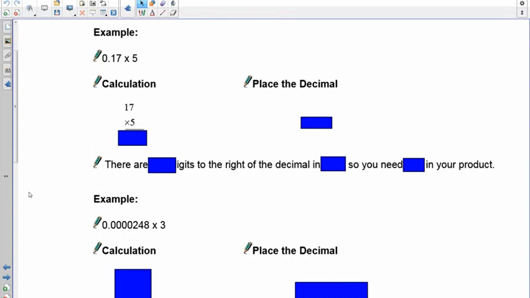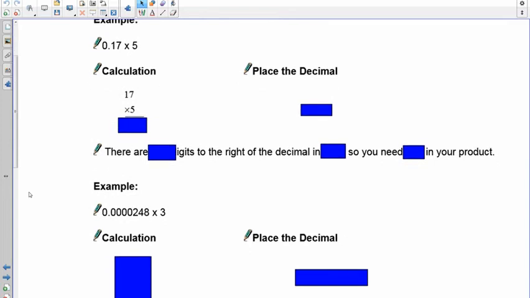Okay, so 0.17 times 5. Pause the recording and multiply 17 by 5. All right. Well, 17 times 5, you should have got 85, because 5 times 7 is 35. Put down the 5, carry the 3. 5 times 1 is 5, plus the 3 gives me an 8.